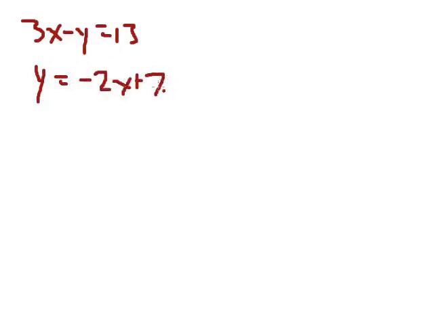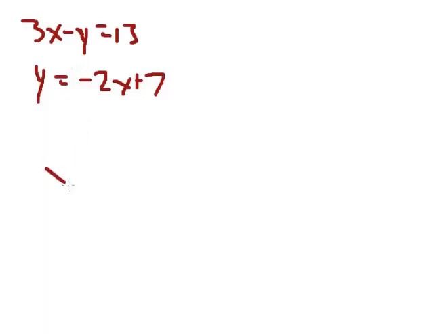Let's say we have 3x minus y equals 13, and we have y equals negative 2x plus 7. This is a system of equations. It's impossible to figure out from either equation what x and y are. There are two different variables. If you have two different variables, you can't say that either of them could be either number because there are many, many solutions for each one.